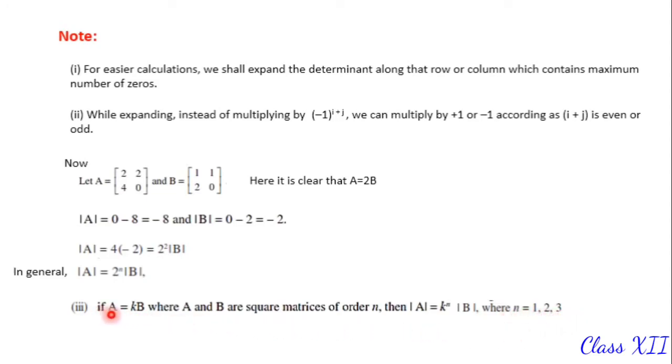Once again, if A is equal to KB, as here we have mentioned A is equal to 2B. Same way, if A is equal to KB, where A and B are square matrices of order n, then determinant A can be written as K power n, where K is the number which we multiply with the matrix B, and n is the order of the matrix, into determinant B, where n is equal to 1, 2, 3, etc. This is the result.